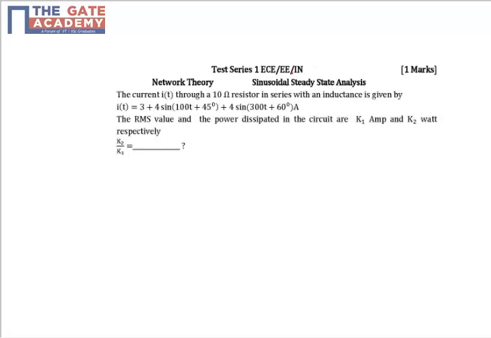Hello friends, this question is from the test series number 1. Subject is network theory, topic is sinusoidal steady state analysis. It's a 1 mark problem.